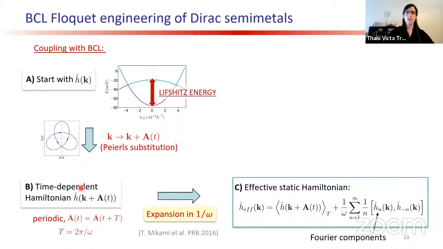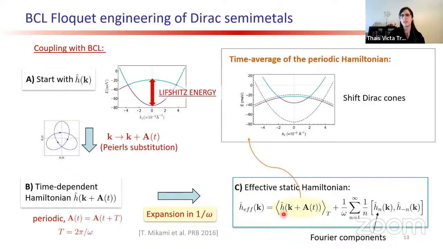And I can go from this time-dependent Hamiltonian here to an effective Hamiltonian that is very different from the one that we have in equilibrium and that is time-independent. So if I truncate this expansion in linear order in 1 over omega, this is what I find, this Hamiltonian here. It has two contributions. One term here is just the time average of the time-dependent Hamiltonian over one light period.